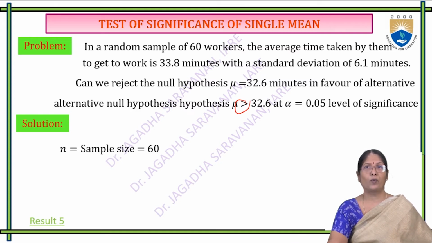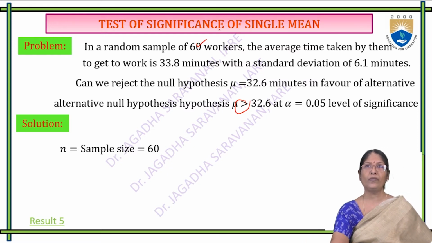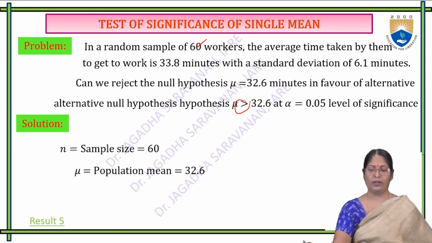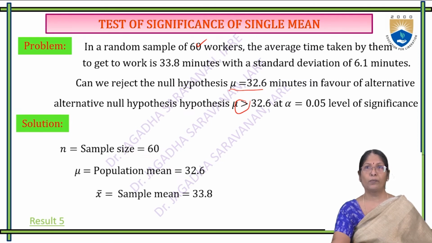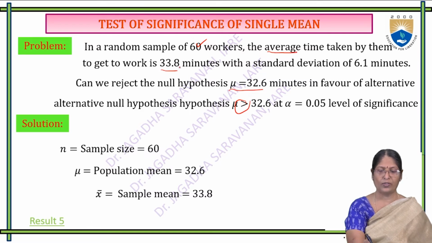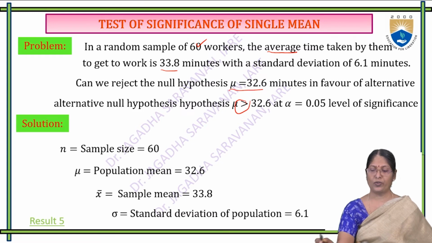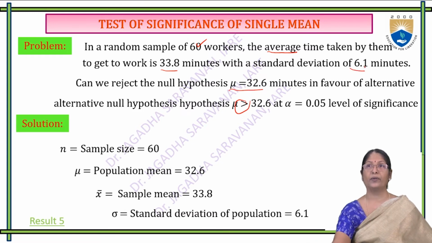That is, n equal to the sample size, 60. The next one is mu, the population mean, which is given with a simple notation in this problem. They made our job very easy. X bar, the sample mean, here the average is 33.8. Sigma, the standard deviation, 6.1. Here we can see it.